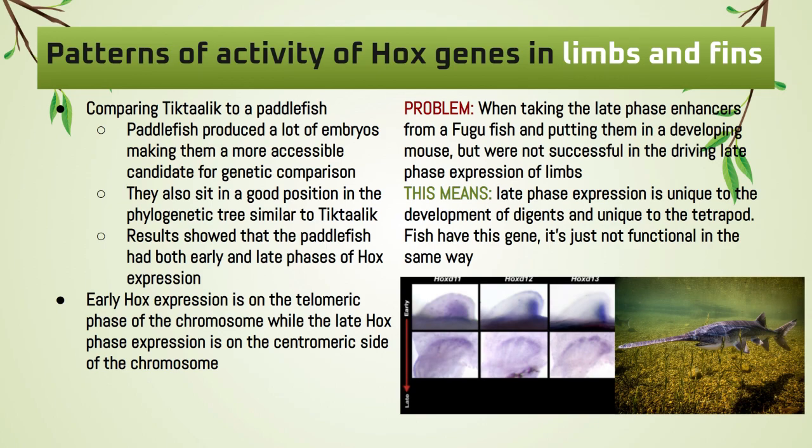There was a problem that did arise, however, when taking the late phase enhancers from a fugu fish and putting them in a developing mouse embryo. There was no success in driving late phase expression in limbs, meaning when the specific late phase enhancer was put into a mouse, those digits and wrists did not develop, meaning maybe the gene is turned off or maybe it's expressing something else.